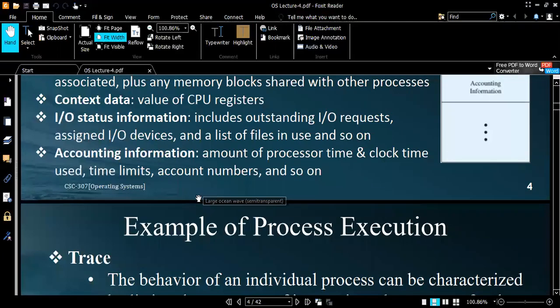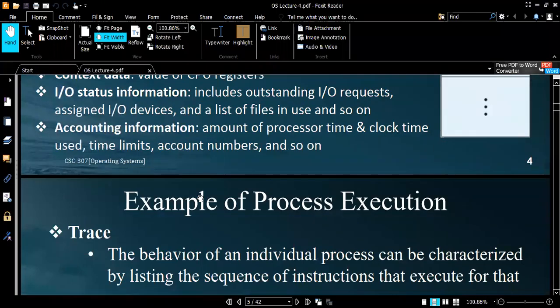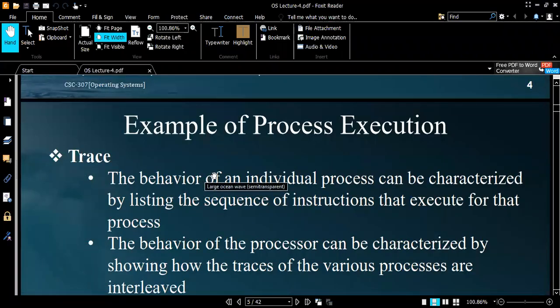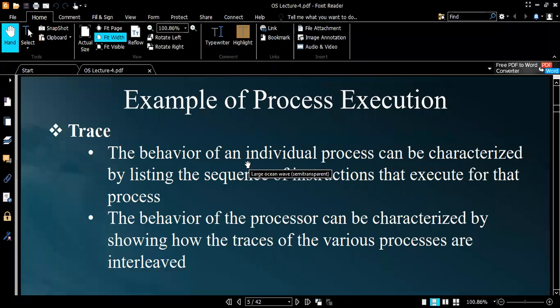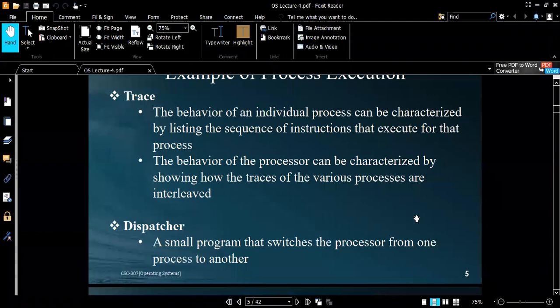So we now know what a process is, that is, a program in execution. We know what the PCB is, the information needed to store for a process. So what is a trace? First of all, the behavior of an individual process can be characterized by listing the sequence of instructions that execute for that process. The behavior of the processor can be characterized by showing the traces of the various processes. So basically, as you can see from the definition, whenever you are executing a program, that is a trace.